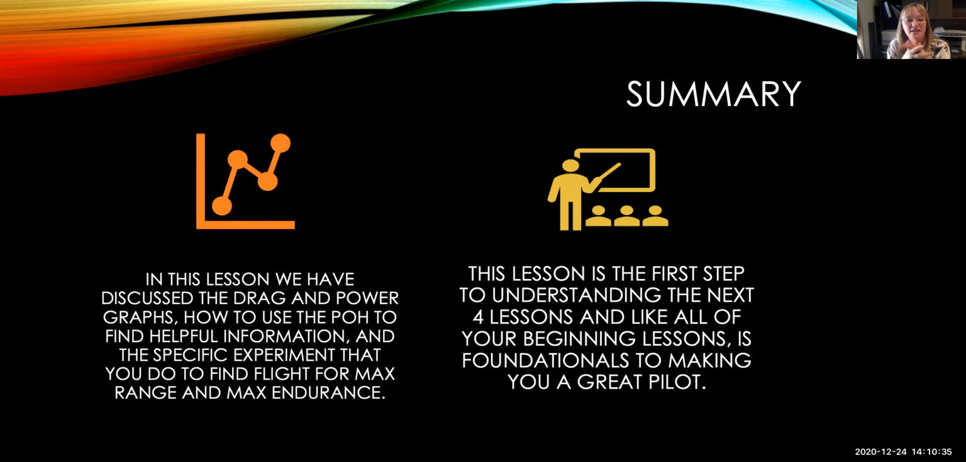Now, summary. In this lesson, we have discussed the drag and power graphs, how to use the POH to find helpful information, and the specific experiment that you do to find flight for maximum range and maximum endurance. This lesson really truly is the first step to understanding the next 4 lessons because it involves the start of use of the power curve and really truly has to be covered before you get into slow flight at all. All right, so then I'm going to stop sharing. That is the presentation. Stop, remind, go through this over and over again.